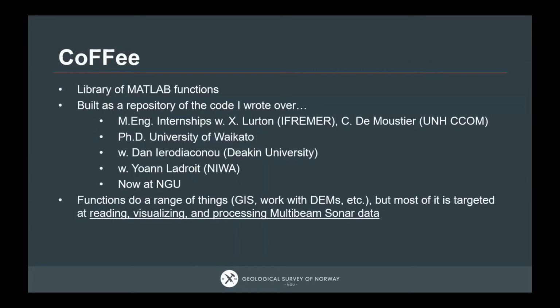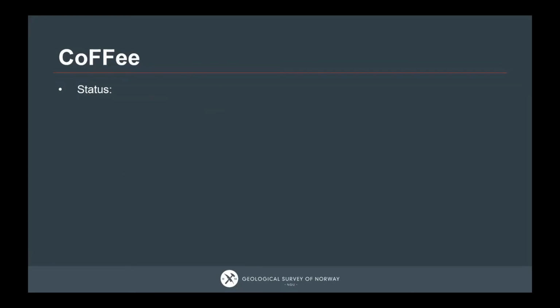And the idea is basically every time I do something in MATLAB, I just put it in it. So it does a range of things, including GIS, working with digital regression models. But most of it is for working with sonar data. So the status, as I say, it's really messy, and that's why I never really talked about it, because I'm basically the only person who can use it, as I guess a lot of people like to start with.